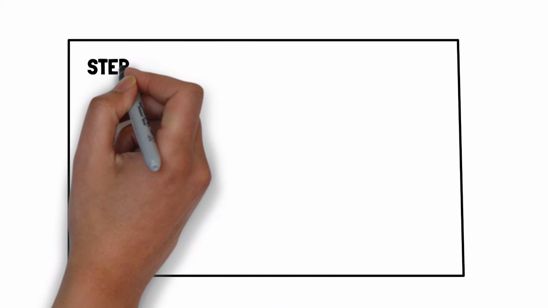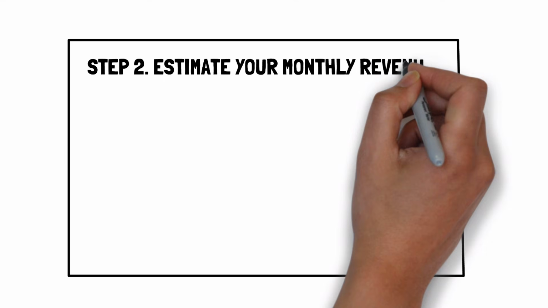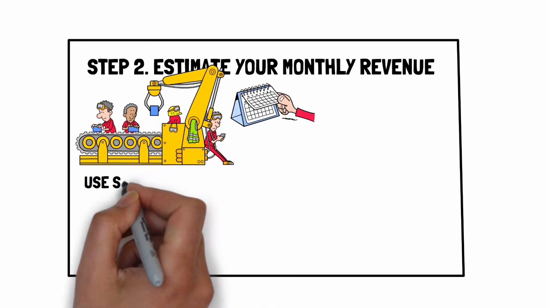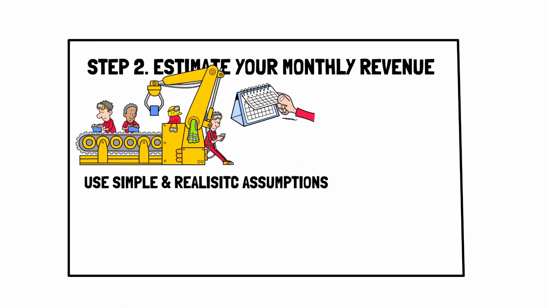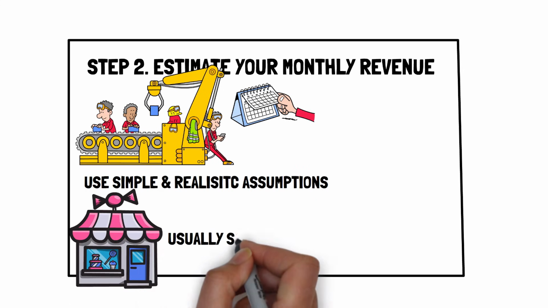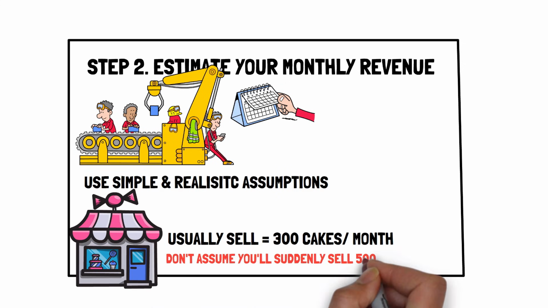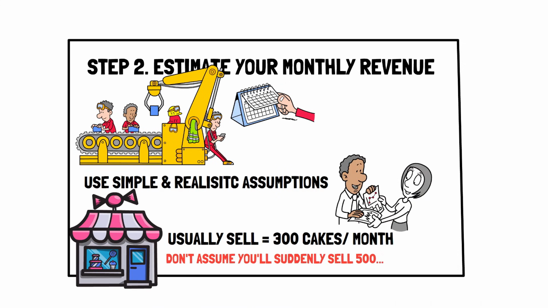Step number 2, estimate your monthly revenue. This is the money you expect to receive during the month. The key is to use simple and realistic assumptions. If you run a bakery and usually sell around 300 cakes every month, don't assume you'll suddenly sell 500. Stick to what normally happens.